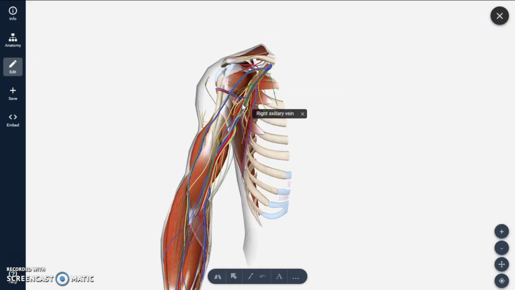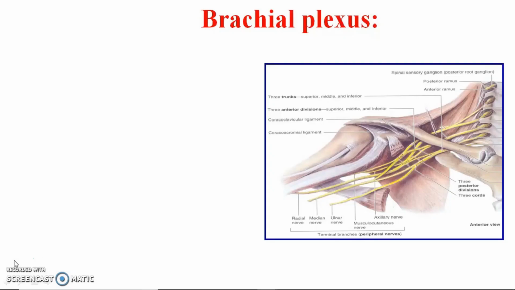Now we will move on to other important structures present in the axilla region. Other than the axillary artery and axillary vein, we will be having another important structure called the brachial plexus. So after artery and vein, we will be dealing with nerve, and about this brachial plexus we will deal later in detail because it is a very important topic for your exam purpose. Now we will just look at its importance.